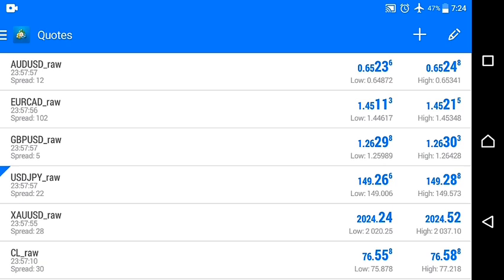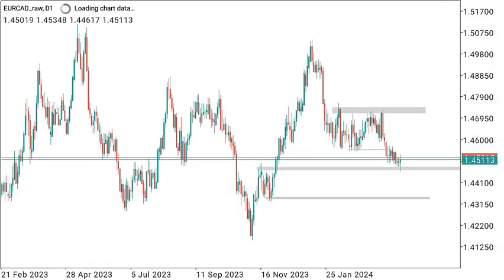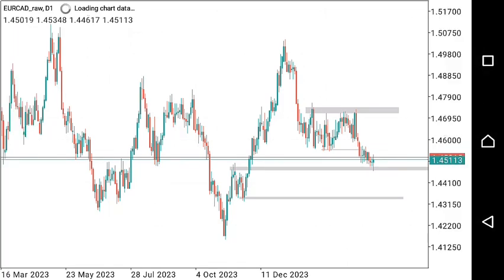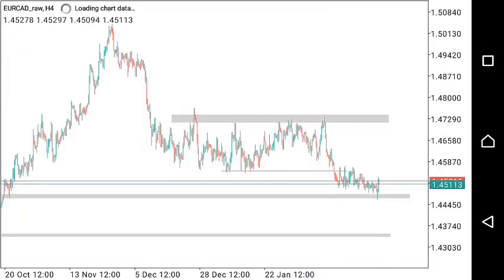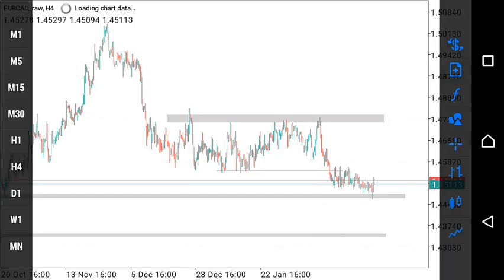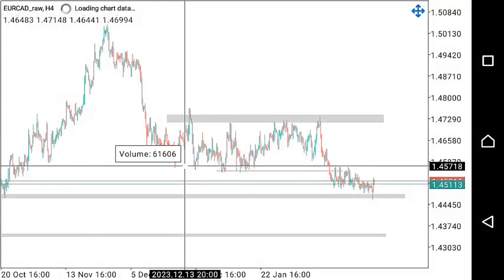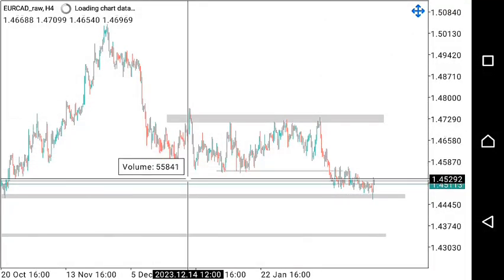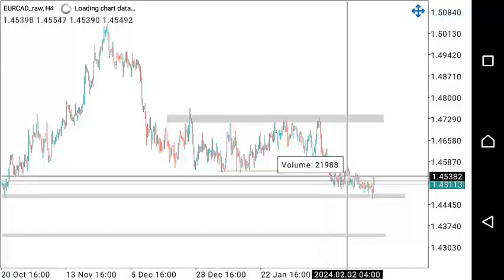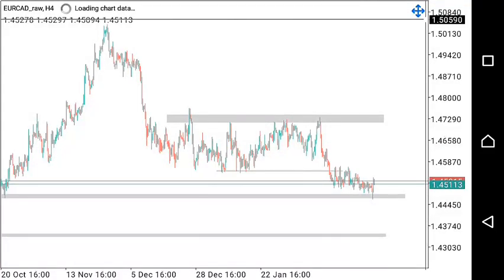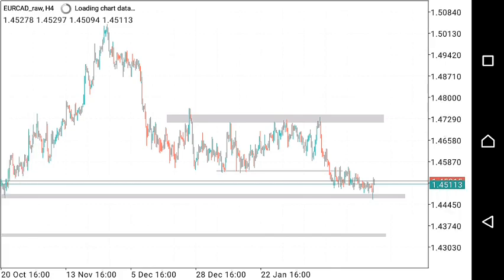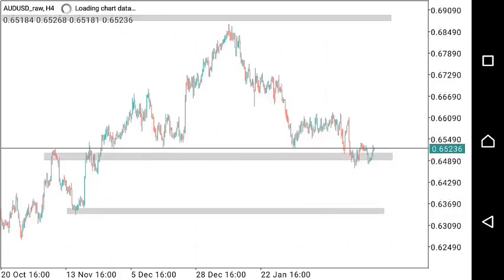EuroCAD has been consolidating since January. This is February, and since the beginning of January, EuroCAD has been consolidating. It moved out of the first wide range consolidation, as you can see here. From here to here, it moved out of the wide range consolidation and consolidated again in this area. We'll get back to that later. So let's start from the beginning, which is Aussie USD.